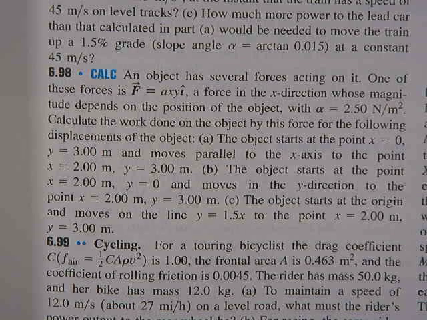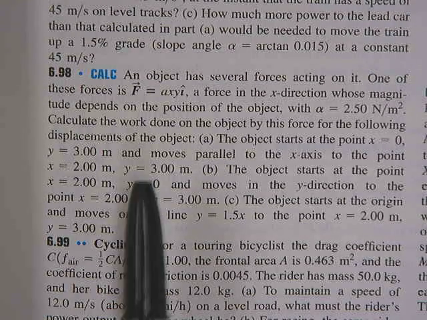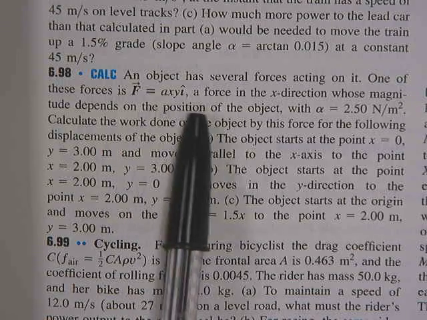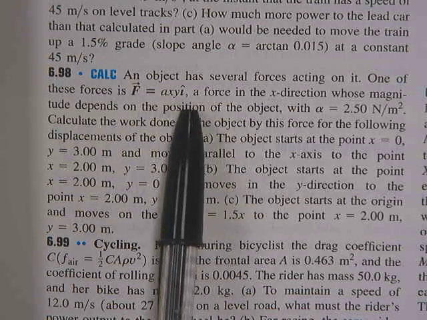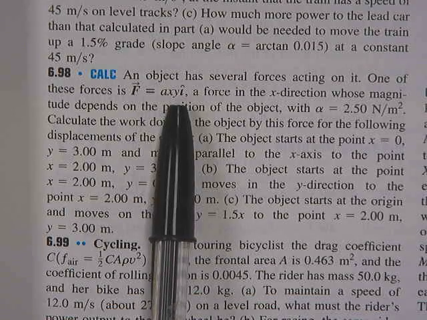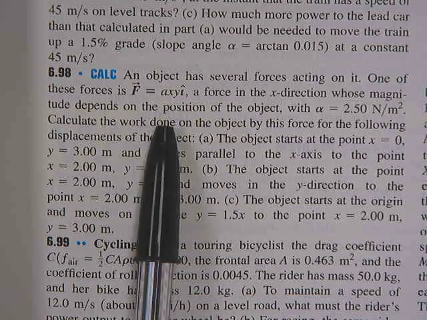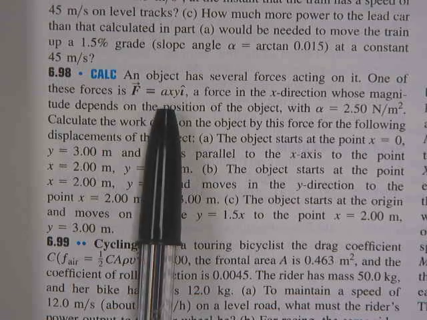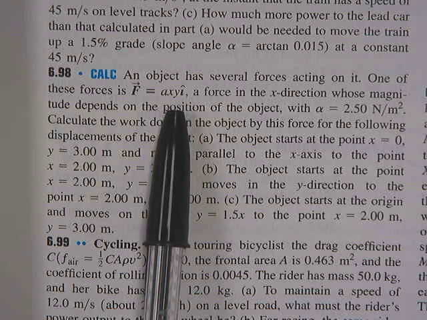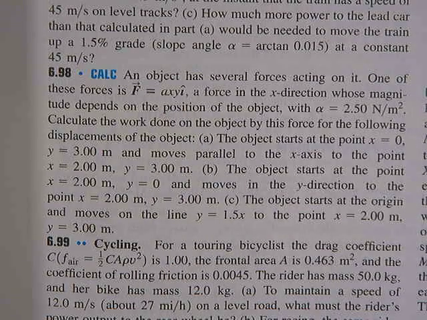And today we are solving problem number 698, a problem on finding work. An object has several forces acting on it. One of these forces is F, a force in the x direction. This I hat indicates that the force is in the x direction, whose magnitude depends on the position of the object. It depends on x and y, the coordinates of the object, and alpha is just a constant.